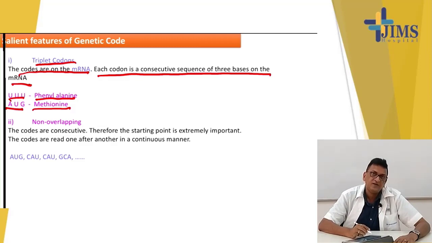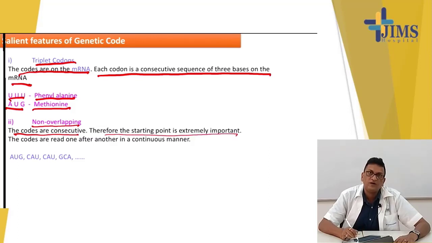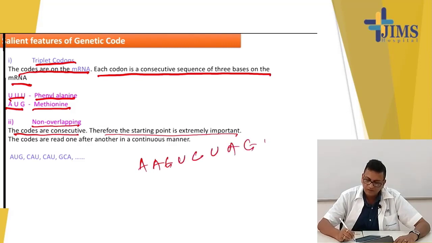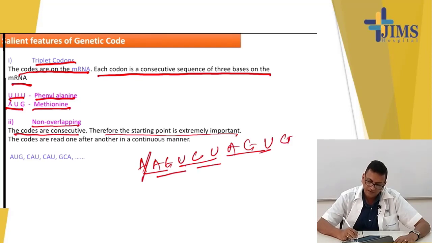The second feature is non-overlapping. When we talk about non-overlapping, these codons are consecutive. Therefore, the starting point is extremely important. As I told you, if you have these many sequences, suppose you start from here, you have these triplet codons. Okay? Now you miss one nucleotide and start from here. Then what happens you see? The total information which is there is totally altered.